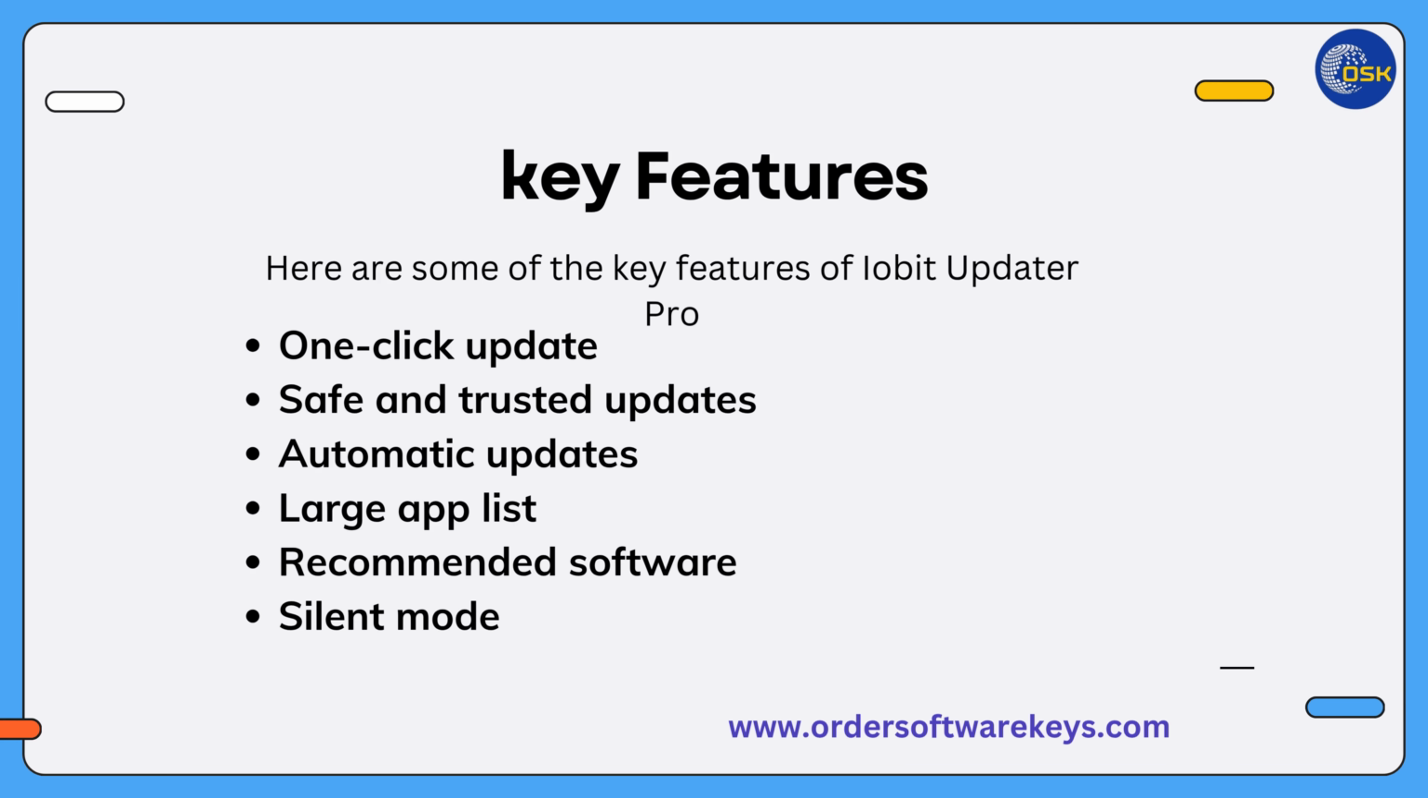Now, let's talk about its key features. Here are some of the key features of IObit Software Updater Pro. One-click update. Update all your old programs easily. Safe and trusted updates. All updates come from official sources. Automatic updates. Set a schedule and it updates everything for you. Large app list. Supports hundreds of popular apps and tools. Recommended software. Helps you install useful apps in one place. Silent mode. Updates run in the background without disturbing you.